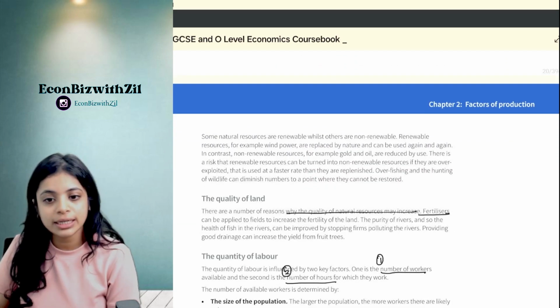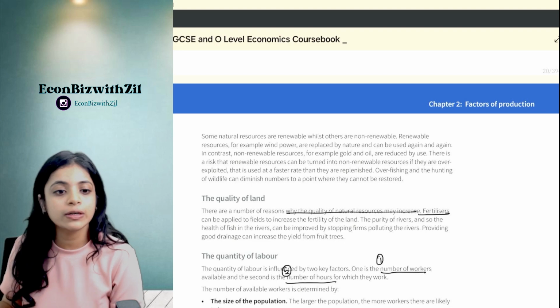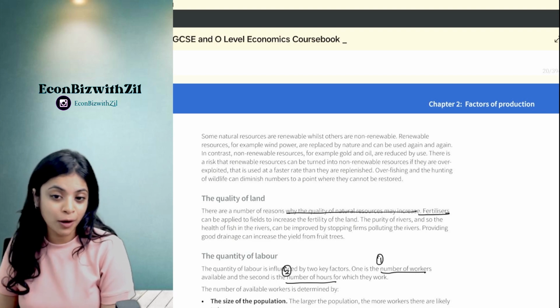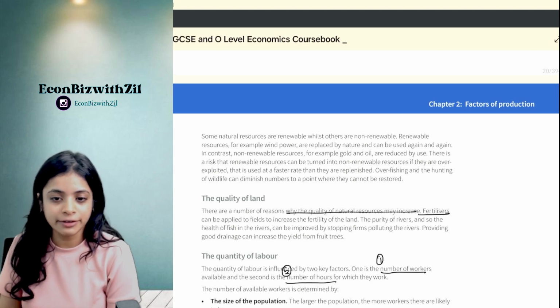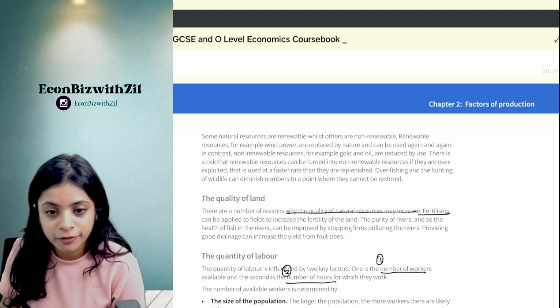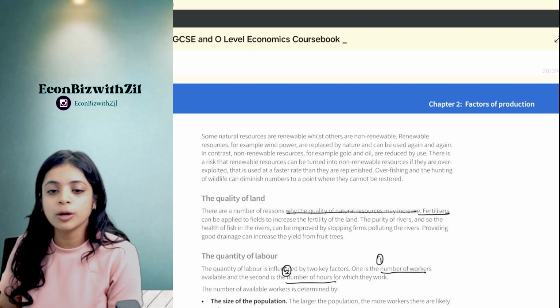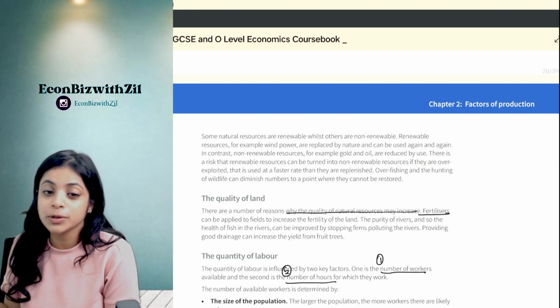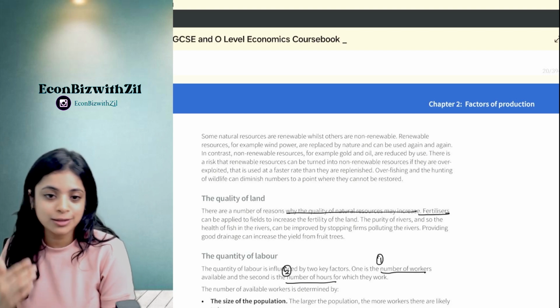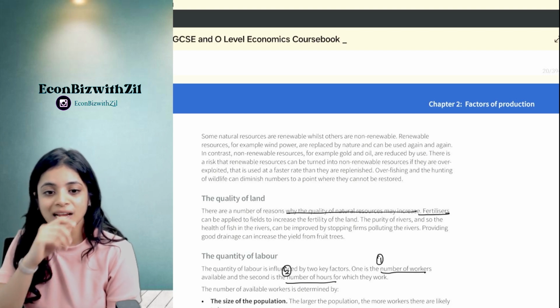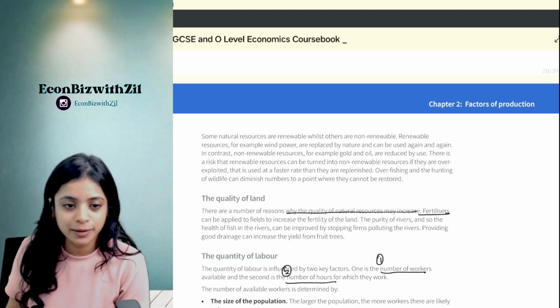However, the quality can be increased with fertilizers and with the right amount of fertilizers. So that is for the agricultural land. The same with the purity of rivers. If you stop pollution, the rivers could be much cleaner. The health of the fishes could be much better, and so on and so forth. So that's how the quality of land can be improved.